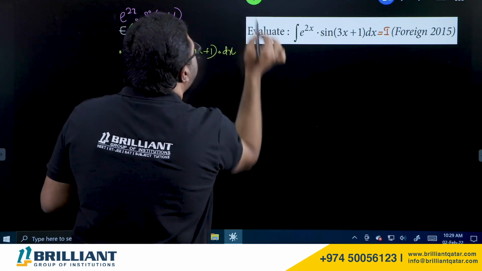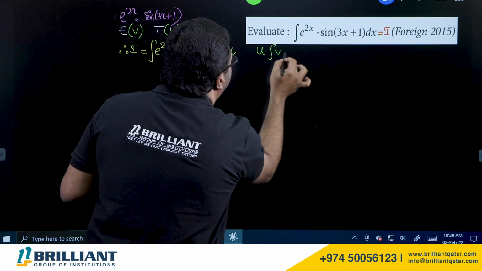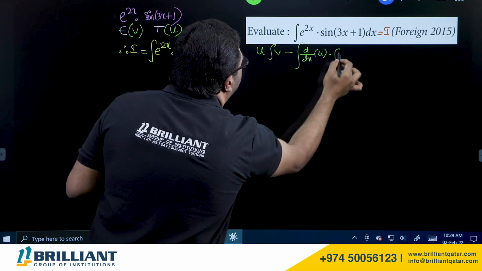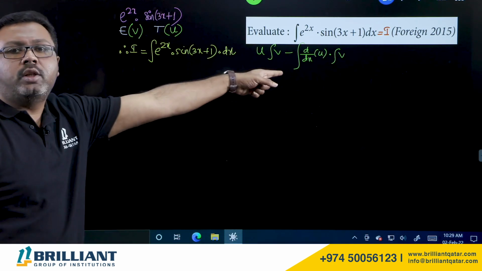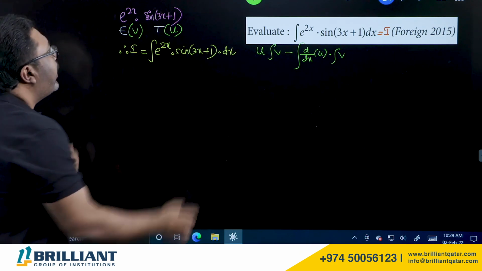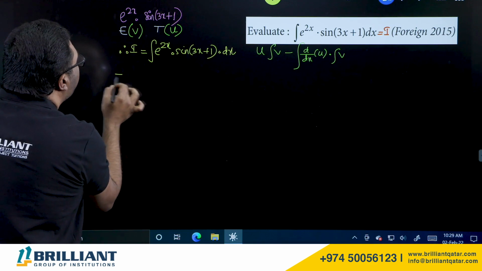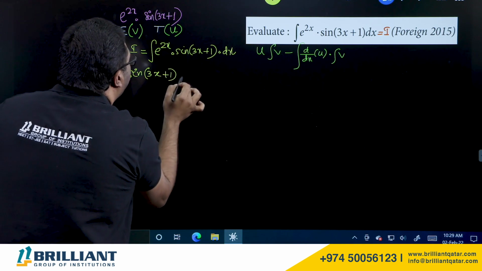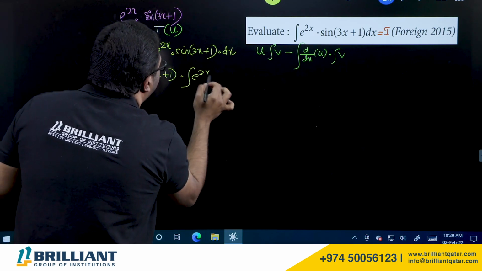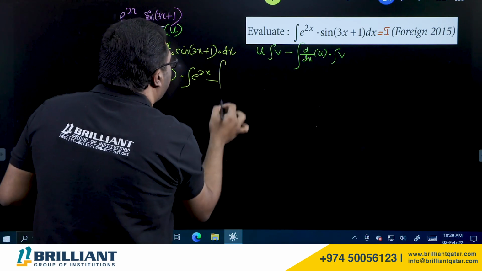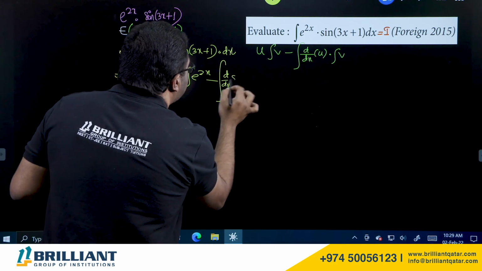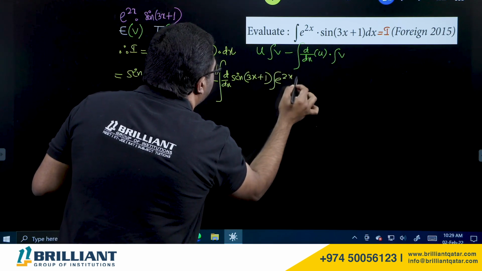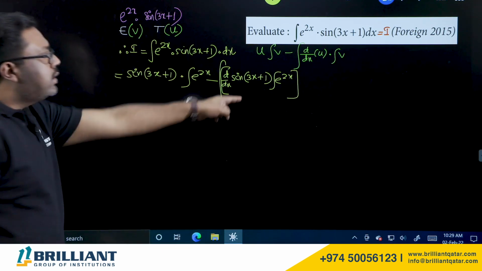I'm writing the formula: u into the integral of v minus the integral of the derivative of u into the integral of v. This is the expression that you have for integration by parts. Applied, that is equal to u, which is sine of 3x plus 1, multiplied with the integral of e raised to 2x, minus the integral of the derivative of sine of 3x plus 1 into the integral of e raised to 2x. This is the expression we have.